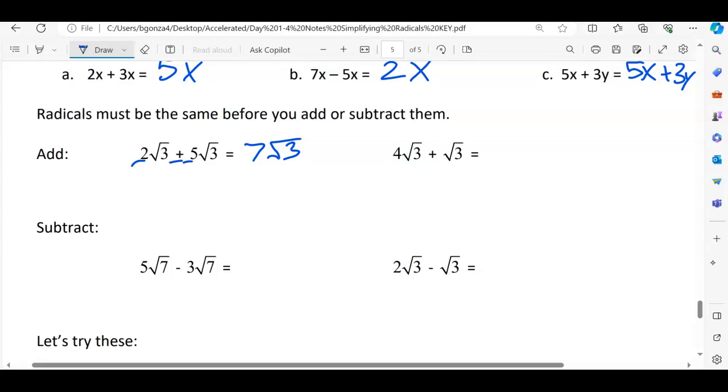Okay. On the next one, if there's no number in front of the square root of 3, what goes right there? A 1. So it's really 4 square root of 3 plus 1 square root of 3, which is 5 square root of 3. Okay. Same thing for subtraction. 5 minus 3 is 2. Square root of 7 stays the same because they match. 2 minus 1 is 1 square root of 3. Please remember, you usually don't see the 1 there, so it's really just square root of 3.